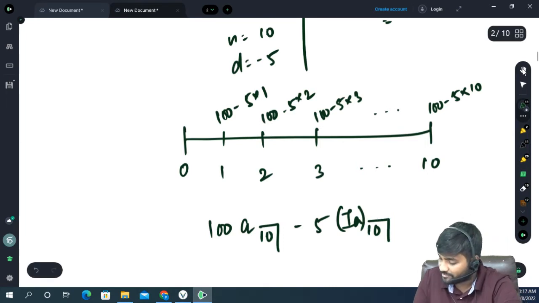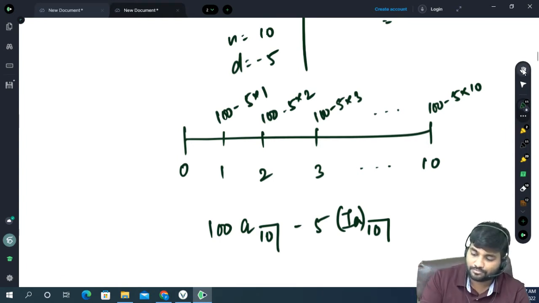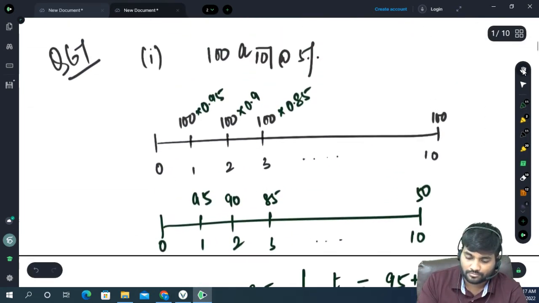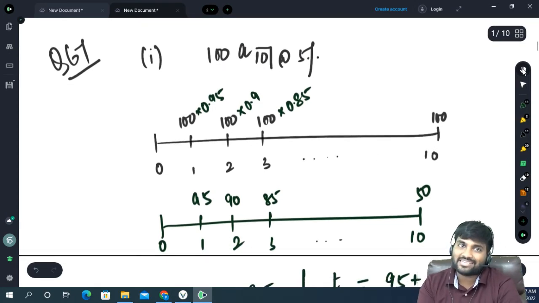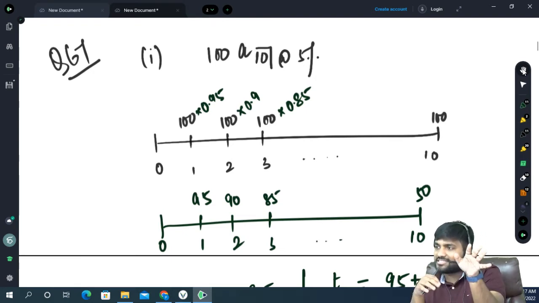Now solve the first two parts. Basically, we express it in the form of simple increase only. Like 5, it is simple decrease, but we express it in the form of IAN only. IA is simple increase, but it is in minus.